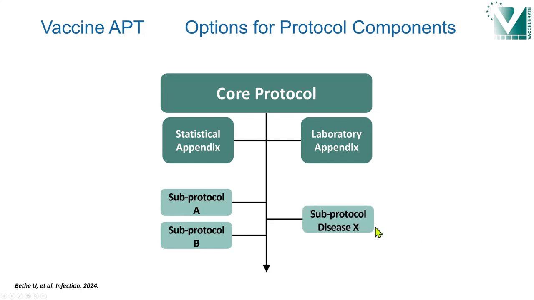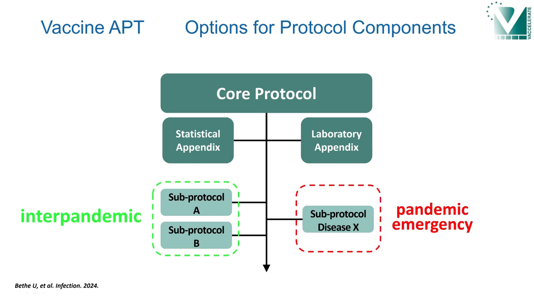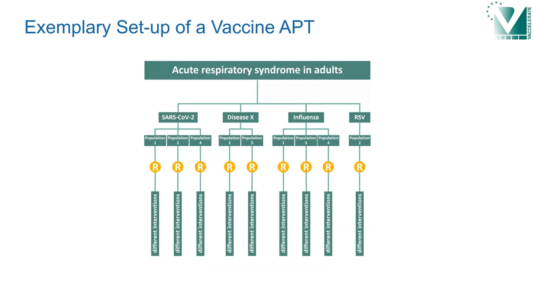And then there may be another subprotocol for disease X, for a pathogen not yet known. So basically a template subprotocol focusing, for example, on an acute respiratory syndrome. And in the context of vaccines, we talk about pandemic preparedness, and these subprotocols could be ever running in between pandemics, and this disease X protocol could then be activated for a pandemic emergency without having to set up a whole new trial, because the trial is already up and running.